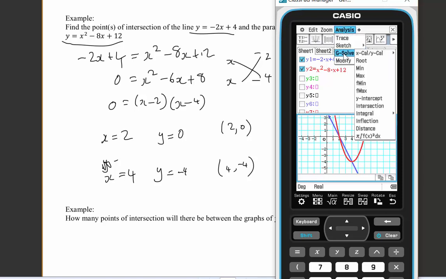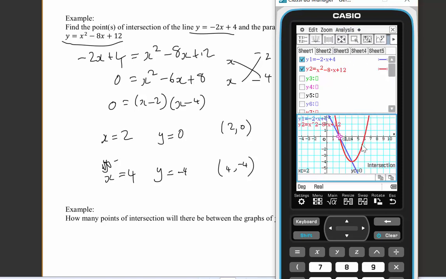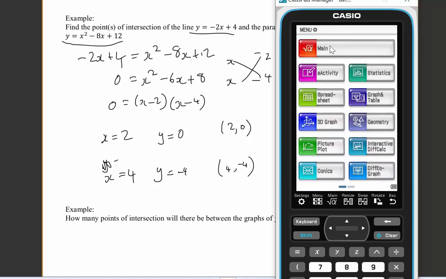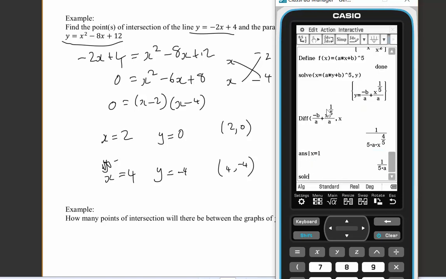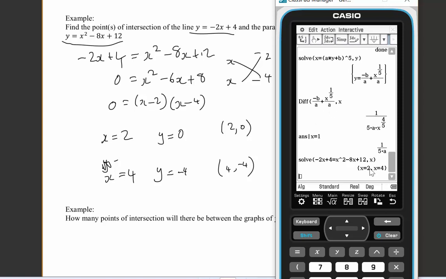Now what you can do is go analysis, gsolve, and intersection, and that will pull up the two intersection points. Now I highly recommend you do not use this approach. If the intersection points are irrational, your calculator approximates them. So if you actually want to do this on the calc, the best way to do it is to just run a solve. And what you do is you type in what you want to solve: negative 2x plus 4 equals x squared take 8x plus 12 for x, and there you got your 2 x values as well. Okay, so that's a much better way of doing it than sub those values in.